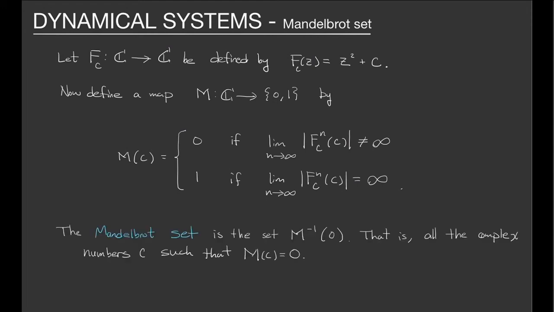The Mandelbrot set then is simply the preimage of 0. That is all the complex numbers c such that the M value of c is equal to 0. It's just all the complex numbers such that as you iterate them under this function, it does not go to infinity.